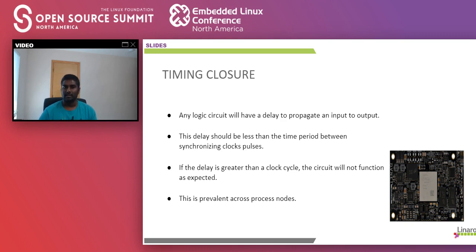So when you are designing a logical circuit, this becomes an important concept: the total delay of this logical circuit should always be less than the time period of the synchronizing clock pulses. If that is not met, you would start seeing this logical circuit behave unexpectedly, with unexplained logic happening. So in order to ensure the correctness of any logical circuit, this timing closure has to be met. And this is a widespread concept prevalent across all the process nodes, starting from 28 nm and all the lower process nodes. Pretty much all the Qualcomm Snapdragon chipsets, from premium tier all the way to low tier, try to meet this timing closure.